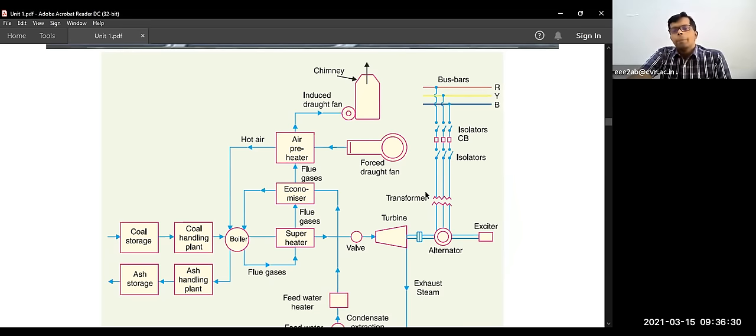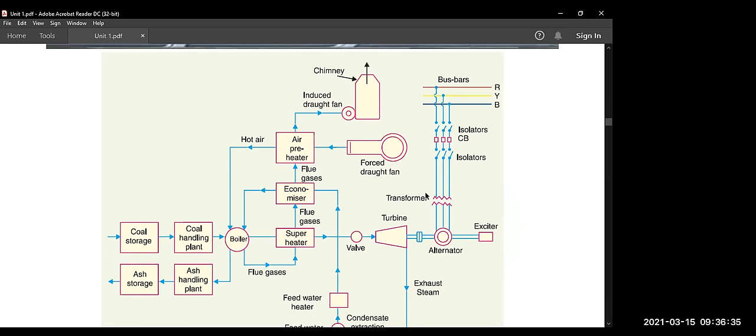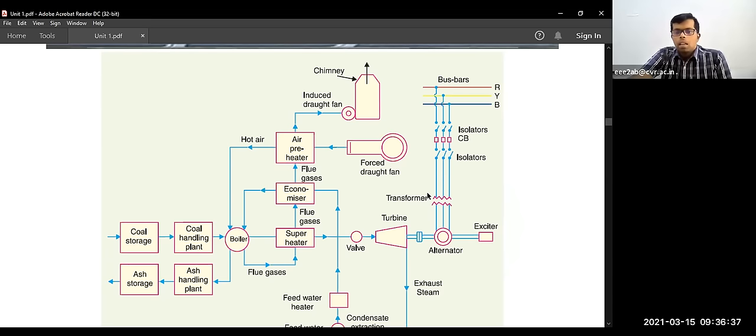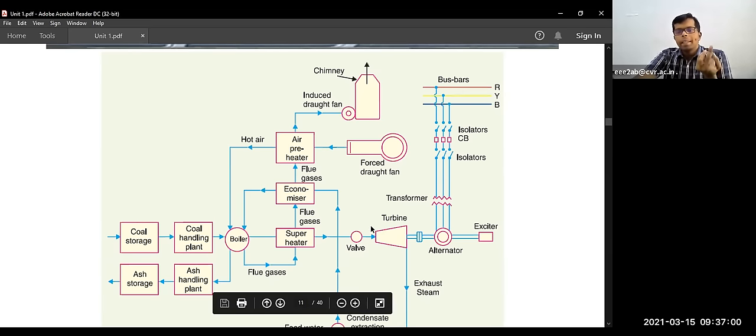Either we will get a command from the load dispatch centers to increase the generation, or they will ask us to switch on another additional 500 megawatt generator, due to the ever increasing demand. Okay, so after this valve, the steam is heating the turbine.